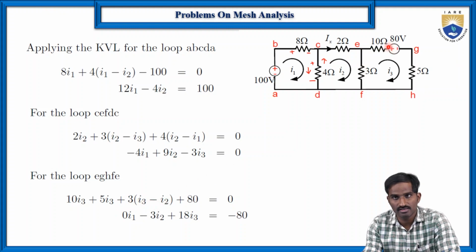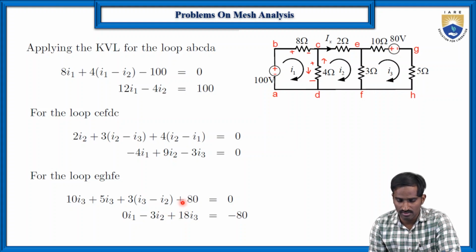Of course, the 80 volts voltage source is there and the polarity is with plus and minus. So we can add plus 80 is equal to 0. Then by simplifying this equation, there is no I1 here, so let us consider the coefficient of I1 as 0. So 0 into I1 minus 3I2 plus 18 into I3 is equal to minus 80. Why have we just considered 0 into I1?